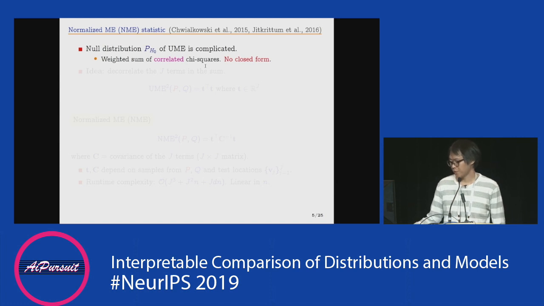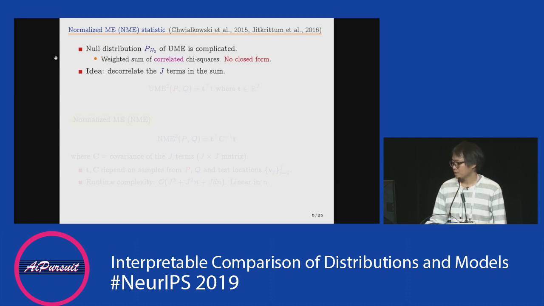So one thing we can do is modify the statistic just a little bit so that we can get a nicer null distribution. Oh, actually before that, of course you can do a permutation test. You can always do a permutation test. But since this test runs in linear time, presumably you might want to run it on a large data set. And if you do permutation testing on a large data set, then it may take time. So ideally, we want to get some kind of closed form expression for the null distribution. And to do so, we are going to modify the statistic just a little bit. So the idea is to decorrelate the j terms in the sum.